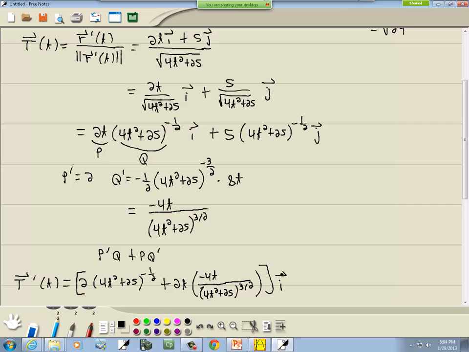Now the derivative of the j portion here, the y of t, 4t squared plus 25 to the negative 1/2, well, that's the same as my q, isn't it? So we're going to have q prime, but we have a 5 in front of it. So we're going to have 5 times this. So we'll have 5 times negative 4t over 4t squared plus 25 to the positive 3/2 j.